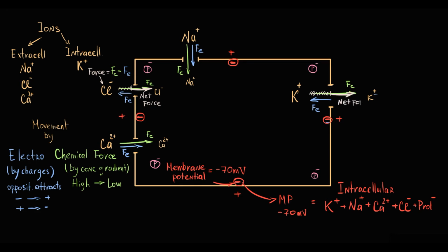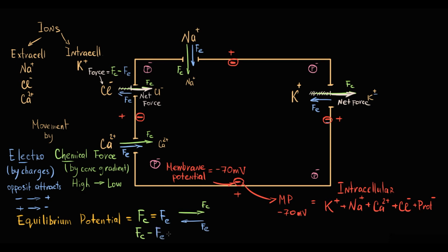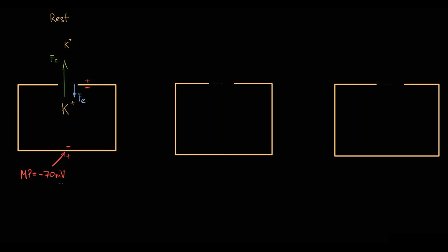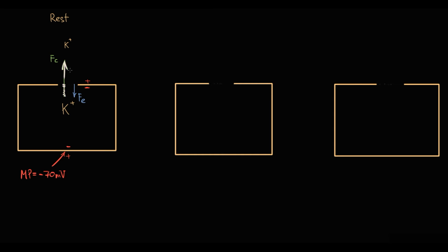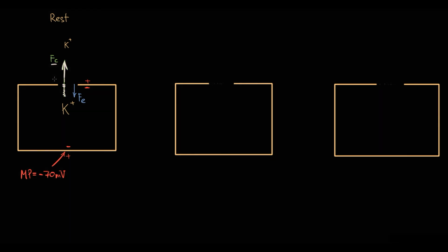And all these ion movements occur until each ion reaches equilibrium potential. Equilibrium potential is the moment when chemical force is equal to electric force, so they are in balance, and in this case chemical force minus electric force equals 0, so there will be no ion movement. For example, potassium by chemical gradient moves outside the cell and by electric force inside the cell. So in rest, when membrane potential equals minus 70, potassium moves outside the cell, driven by the dominant chemical force. And chemical force is basically potassium concentration inside the cell minus potassium concentration outside the cell.